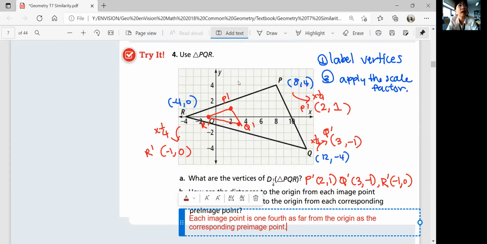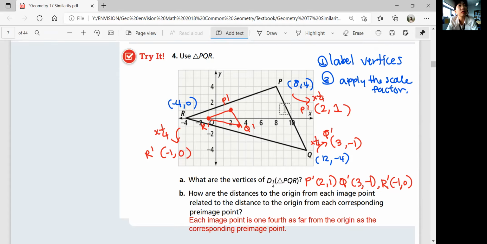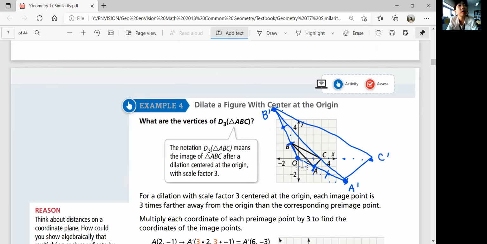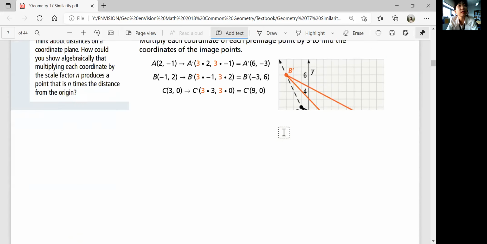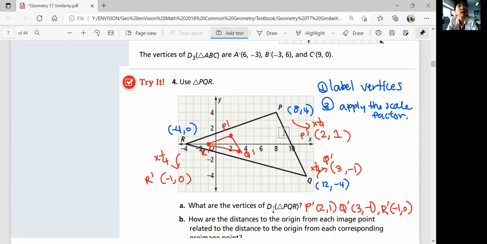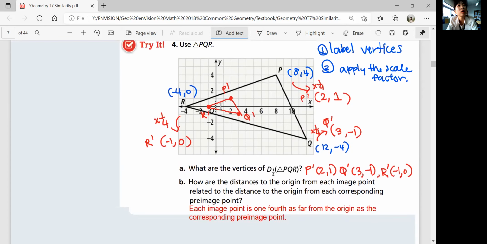Okay, just like I graphed it earlier over here, right? You're gonna look at the distances. Okay, so you can also count your distance according to the origin. So from the origin to this distance, the image point R prime is going to be 1/4 the distance of the original R, okay, from the origin.